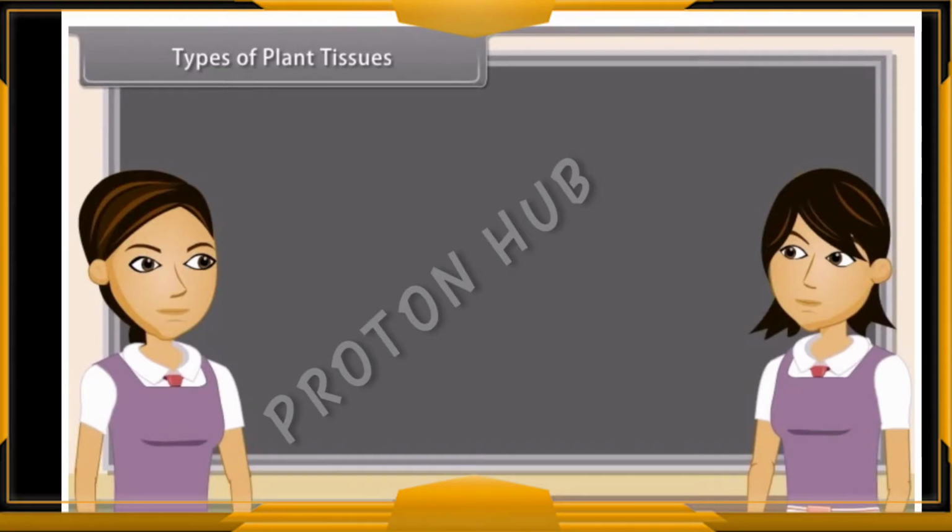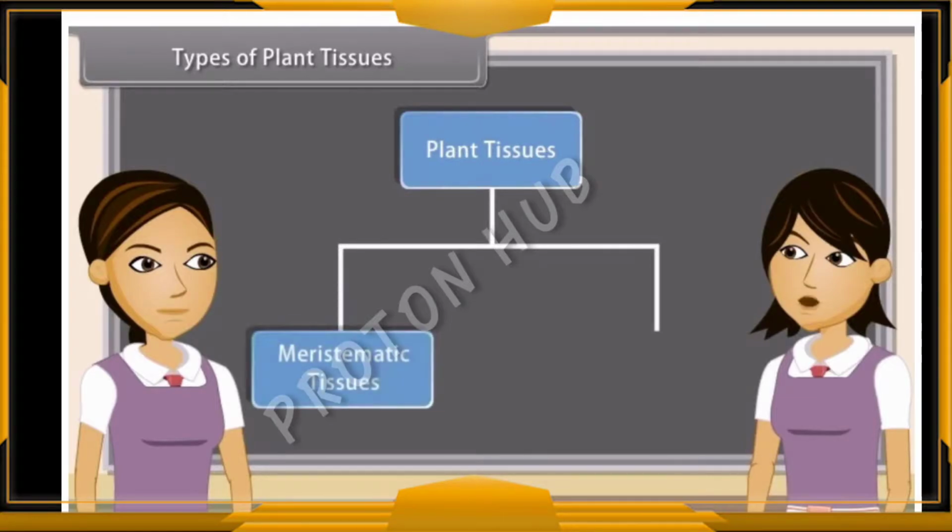Types of plant tissues. Ankita, do you know that on the basis of their dividing capacity, plant tissues are of two types, meristematic and permanent. Those tissues which divide continuously and help in increasing the length and girth of plants are known as meristematic tissues. These are found only in growth regions of plants. While those tissues which are derived from meristematic tissues but have lost the power of division and have attained their definite forms are permanent tissues.